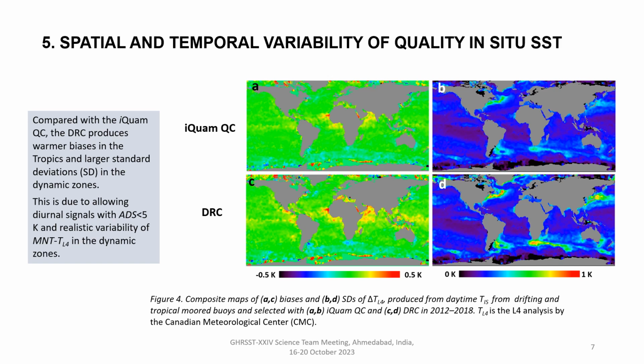This slide illustrates the impact of the quality control on the spatial and temporal variability of deviations of quality in situ SSTs from the analysis. It shows the composite maps of the biases and standard deviations as produced with the iQuam QC and the DRC. The DRC produces more biases in the tropics and larger standard deviations in the dynamic zones.